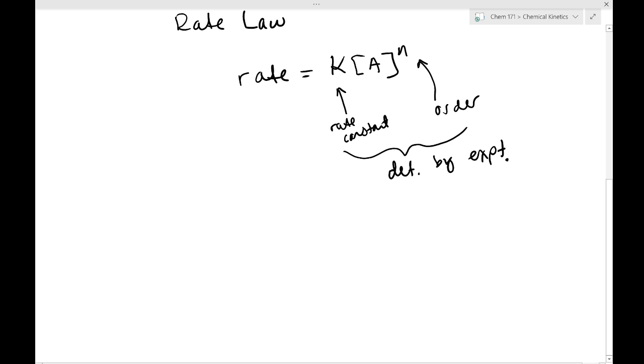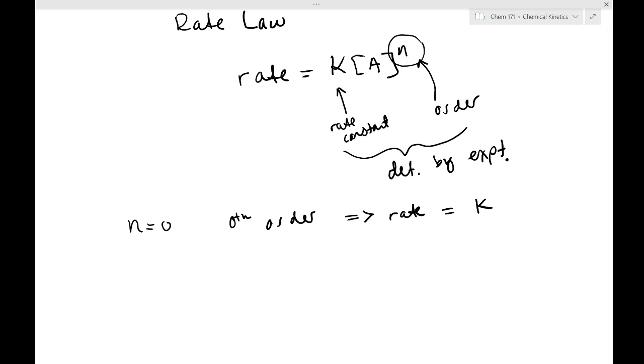Now, for this value n here, you can have a couple of different common occurrences. If you have n equals 0, this is called a 0th order reaction. The interesting thing about this reaction is that the rate is equal to the rate constant. So it is a constant rate. The rate of reaction is not going to change over time. That's essentially what that means, and it's completely independent of the amount of A that's in the solution.